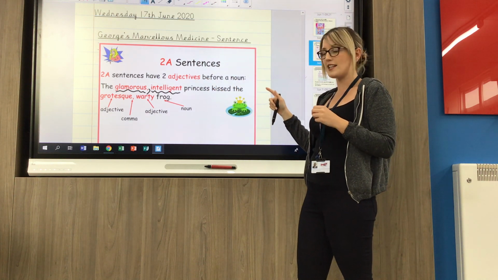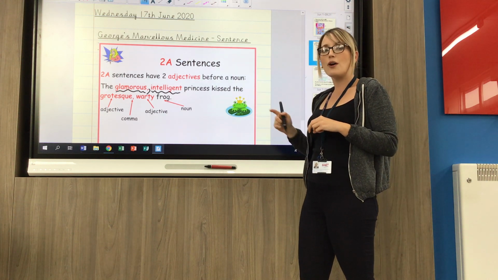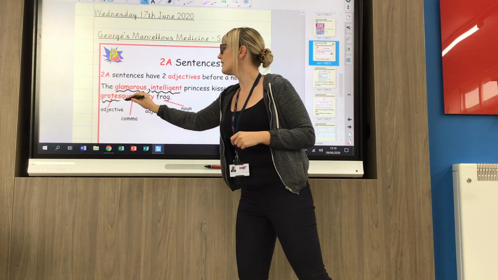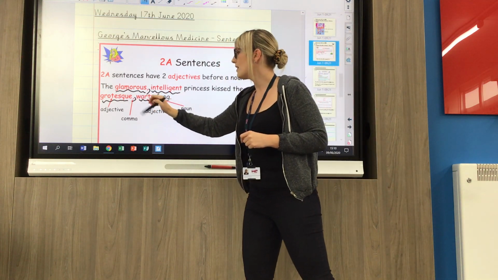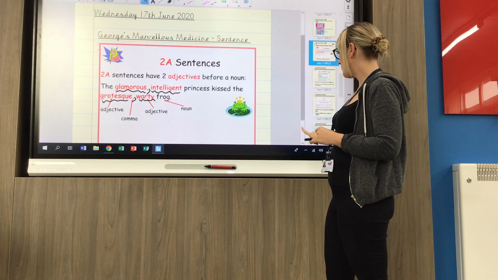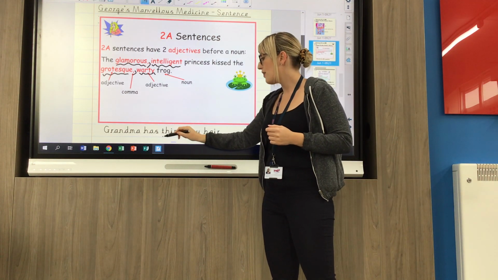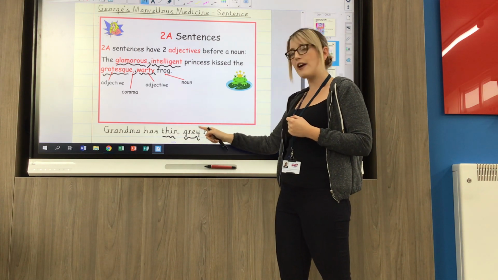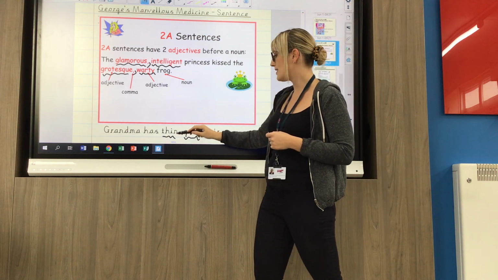Now we could just finish that sentence with kissed the frog, and it'd still be a 2A. But this example is given as a double 2A. So kissed the grotesque, warty frog. There's a comma in between to separate the two adjectives. An example when we're thinking of George's Marvellous Medicine is: Grandma has thin, grey hair. Thin and grey are describing the noun hair, and they're separated with a comma.